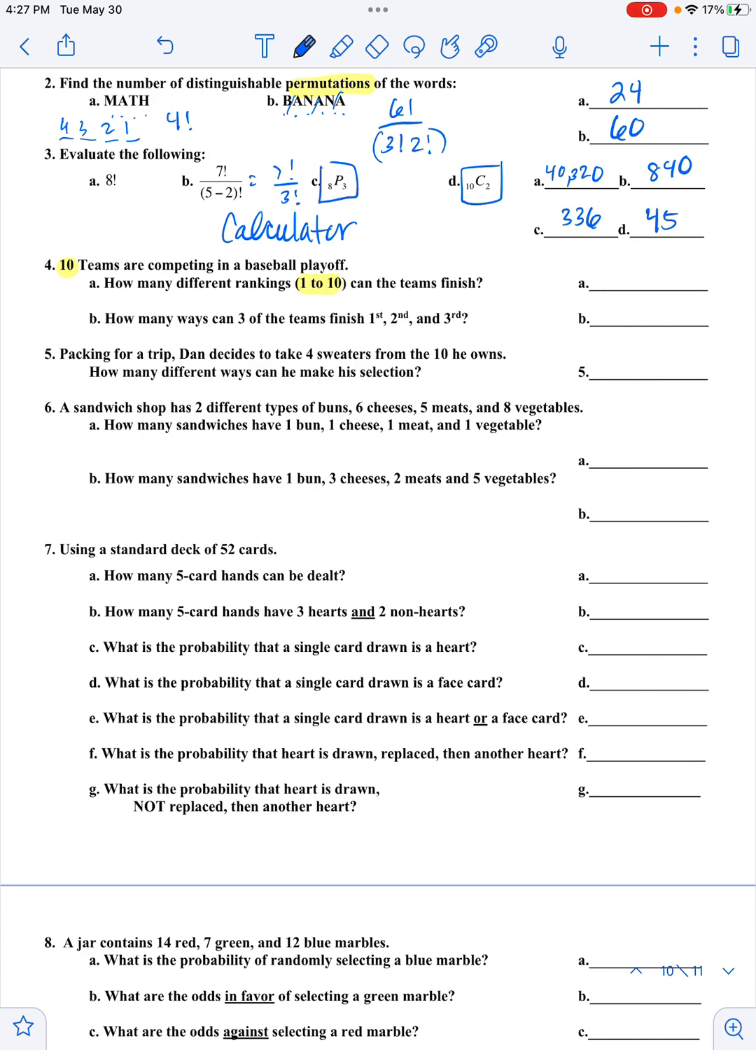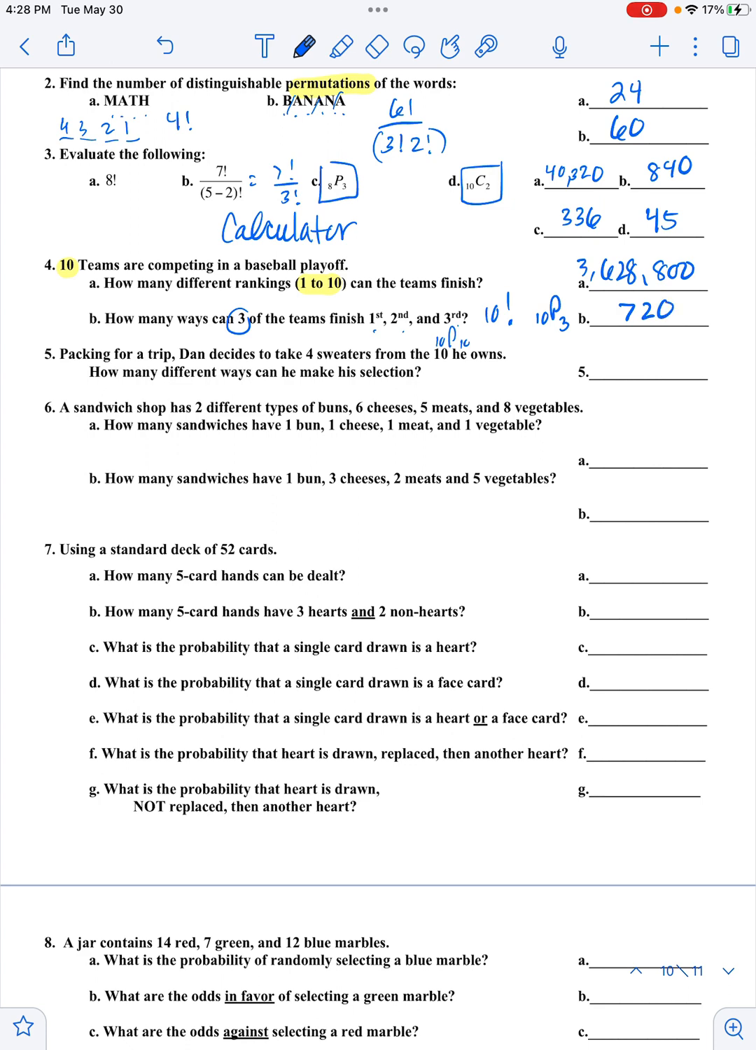Since we're ranking all 10 of them, you would do 10 factorial, or you could do 10 P 10 in order. And whichever way you do that, you get a giant number. I got like 3,628,800. In how many ways can 3 finish first, second, and third? So that's a permutation. You have 10 teams and you're placing 3 of them in first, second, and third place. And that comes out to be 720.